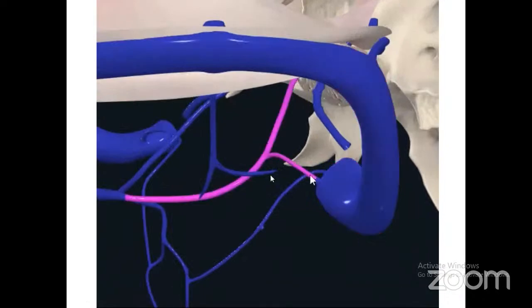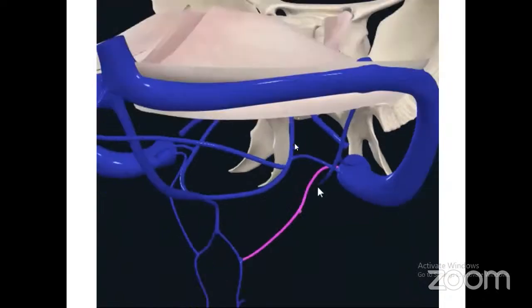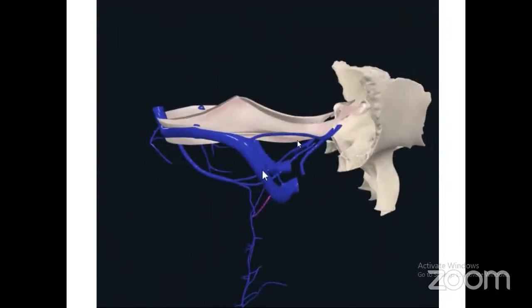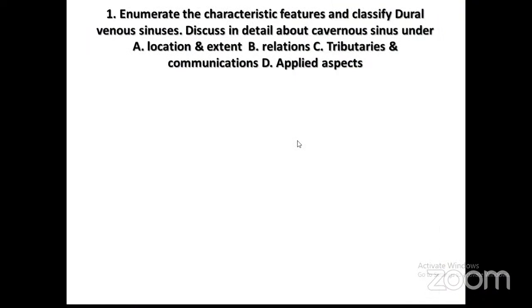You can see those are condylar veins, labyrinthine veins, and mastoid emissary veins, because over the mastoid process you will see a lot of emissary veins passing through the mastoid foramen. So this is about the transverse and sigmoid sinus. So that is about the dural venous sinuses.